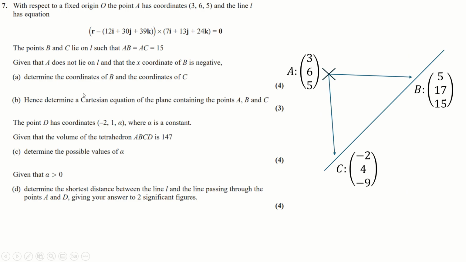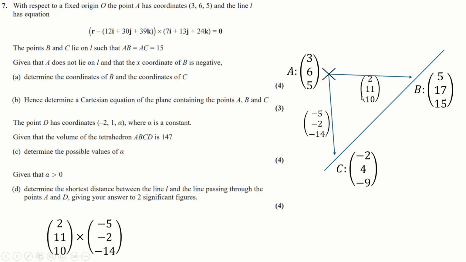Hence, determine a Cartesian equation of the plane. So the plane containing it has these 3 points, which means it has this vector and this vector in it. So let's just work out what those 2 vectors are. It's this and this, I guess. So what we can do, if we know the plane has this vector and this vector in it, we can cross these 2 things together to work out a thing that's perpendicular to both of those vectors.